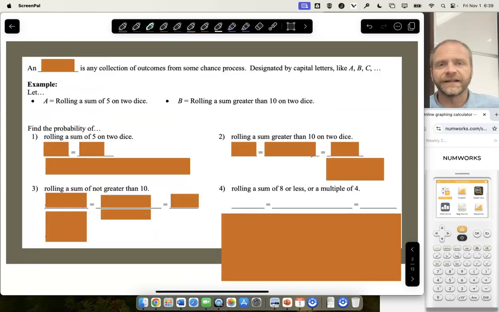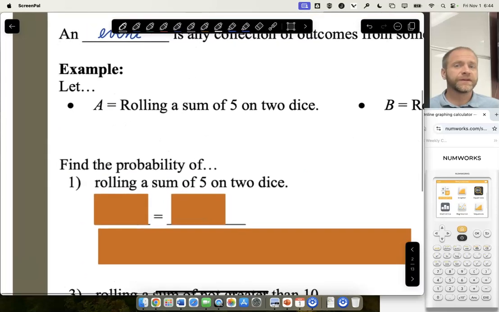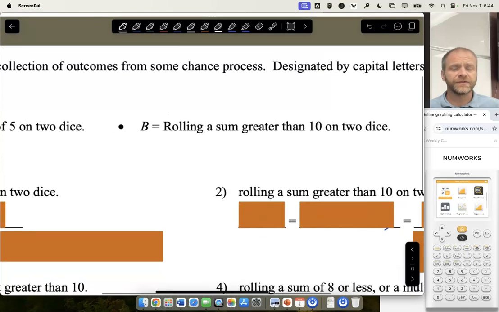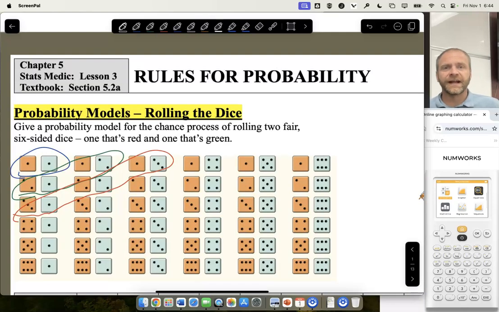The next thing we're going to look at is some of the vocabulary, and kind of introducing the notation with probability. Here we have that an event is any collection of outcomes from a chance process. The way we represent events with probability is we use capital letters. So we're going to look at either capital letter A, B, C, etc. For this example, we see that capital A represents rolling a sum of 5 on 2 dice, and capital B represents rolling a sum of greater than 10 on 2 dice. So we're going to focus on the notation with probability here. I mean, we could just quickly go back and look at the picture and count.